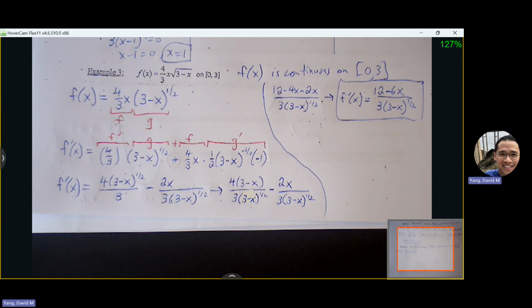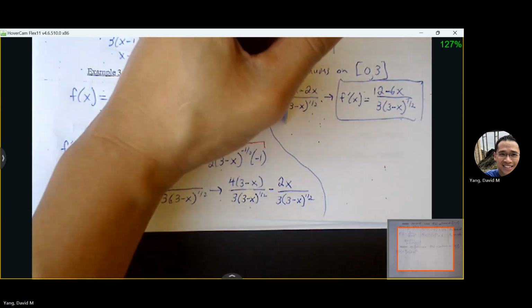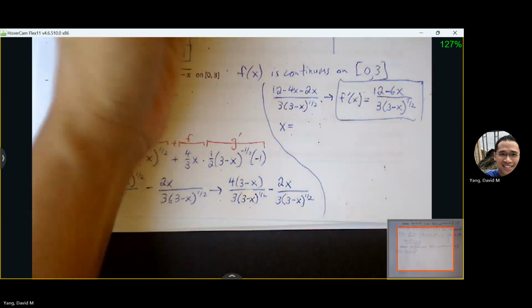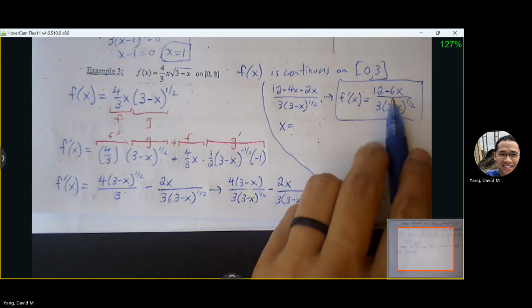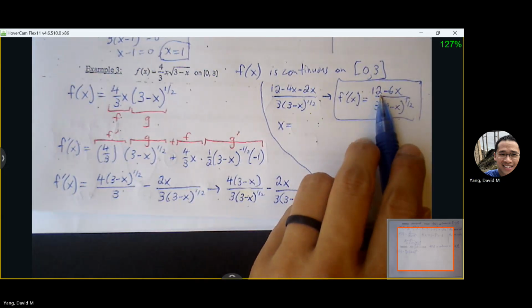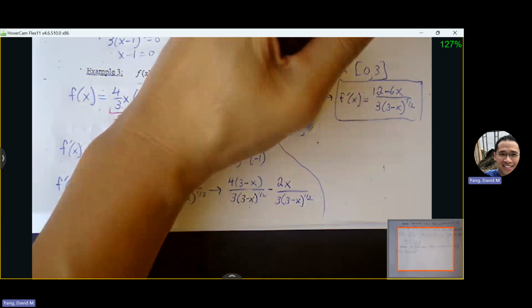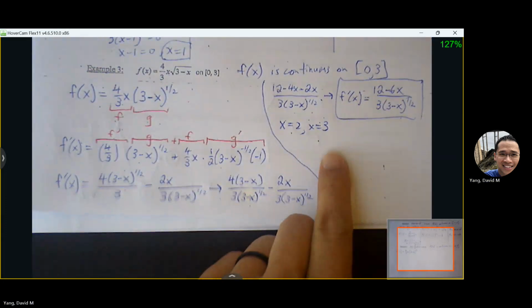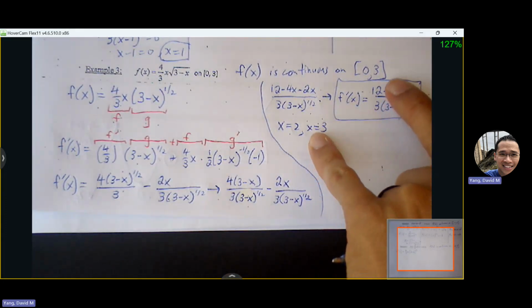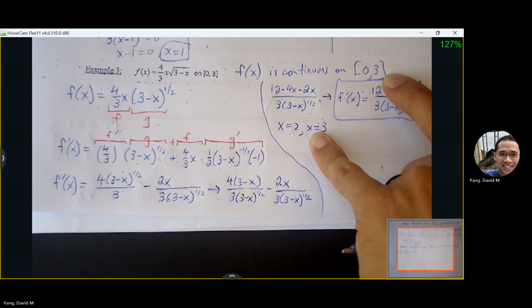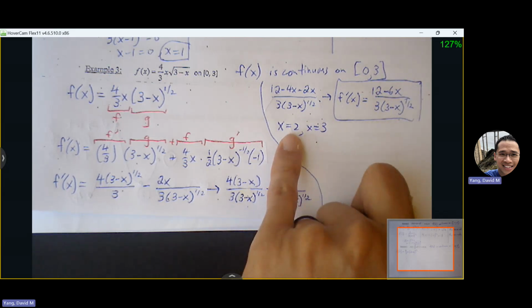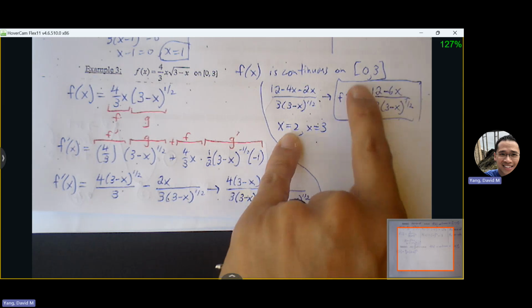Are we okay so far? All right, so we set the numerator equal to 0, set the denominator equal to 0. What do we get from the numerator? X equals 2, right? And the denominator, we get x equals 3. So 3, we were going to test 3 anyways. It's just a duplicate, so we can ignore that. 2, are we going to keep 2? Yes, it falls between 0 and 3.